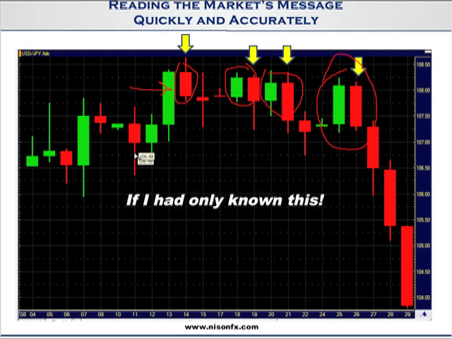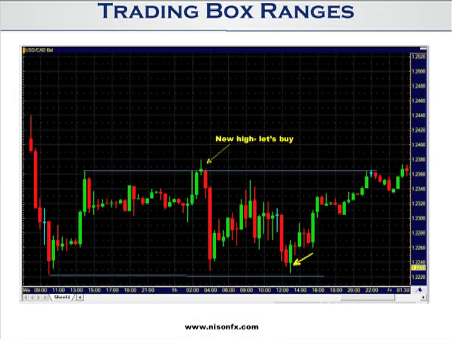As shown here on the title, reading the market's message quickly and accurately, and that's what the candlesticks are going to let you do once you learn how to use them correctly. If I had only known this. Look out below. What a great short.